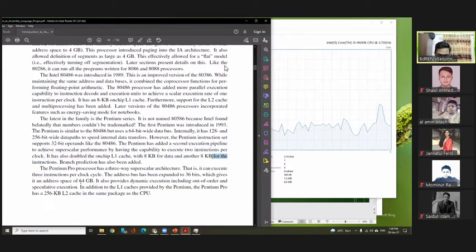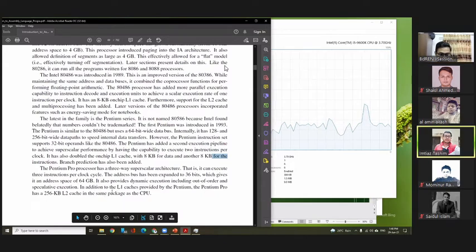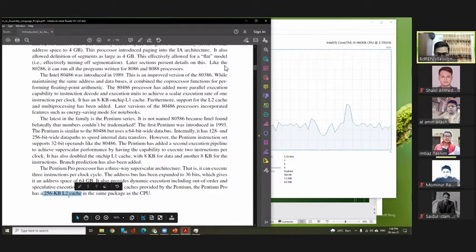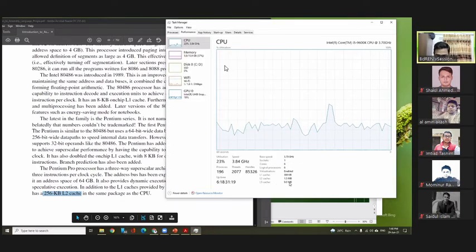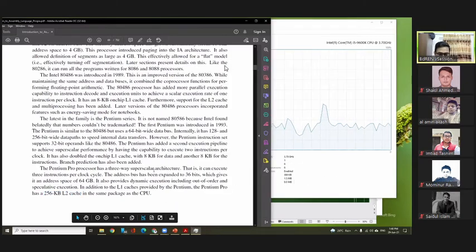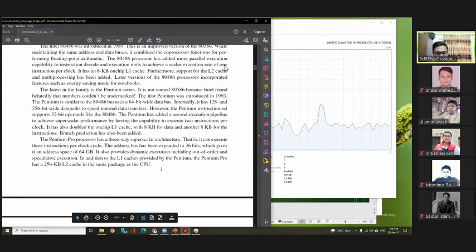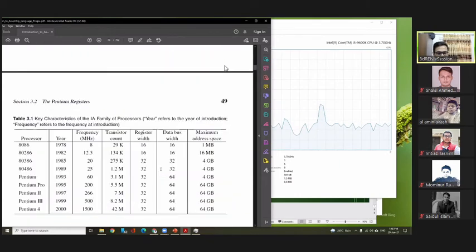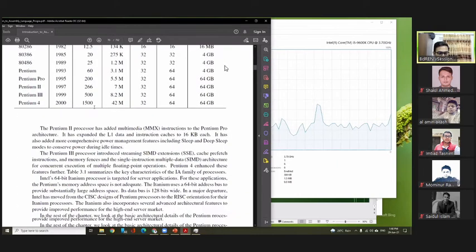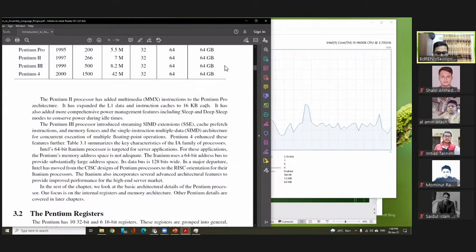For the Pentium Pro processor, they have L2 as well. Look, 256 kilobytes of L2 cache. So they have introduced another level of cache, whereas in my one, 1.5 mega. So if you go further, you can actually see L1, L2, L3. Look, in the Pentium 2 processor, L1 has increased to 16.